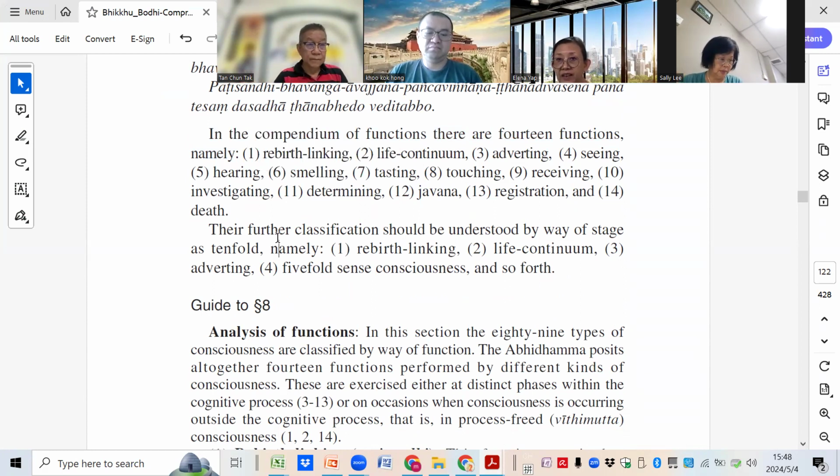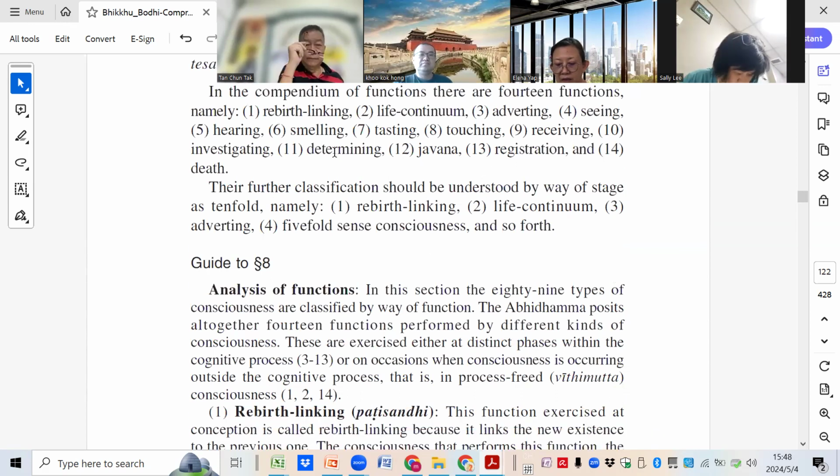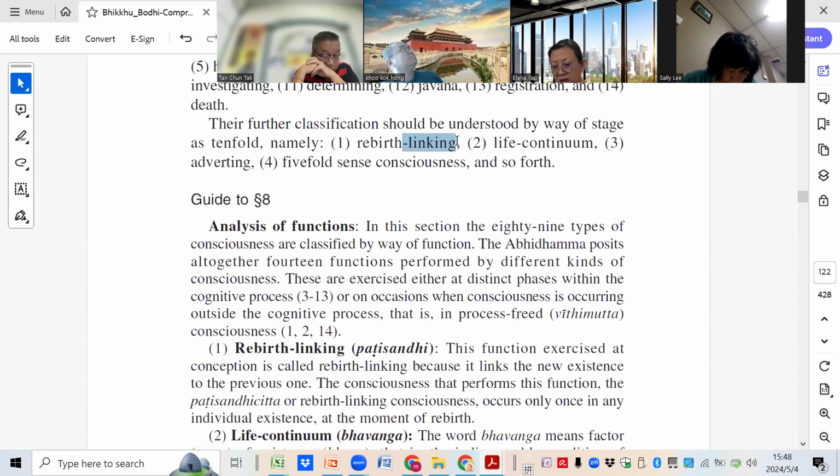In the compendium of functions, there are 14 functions, namely: 1, birth, rebirth linking; 2, life continuum; 3, adverting; 4, seeing; 5, hearing; 6, smelling; 7, tasting; 8, touching; 9, receiving; 10, investigating; 11, determining; 12, javana; 13, registration; 14, death. Their further classification should be understood by way of stage as tenfold, namely 1, rebirth linking, 2, life continuum, 3, adverting, 4, fivefold sense consciousness, and so forth.